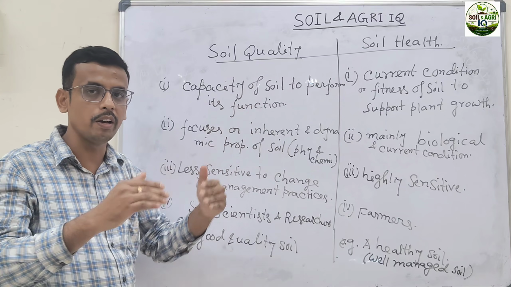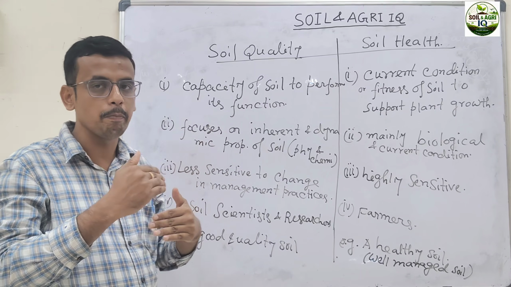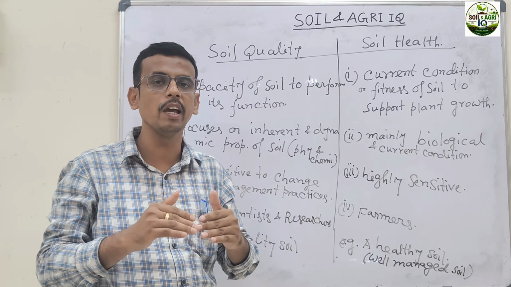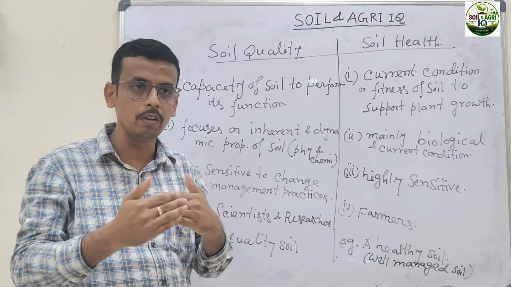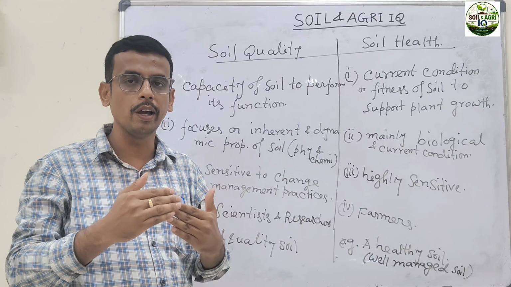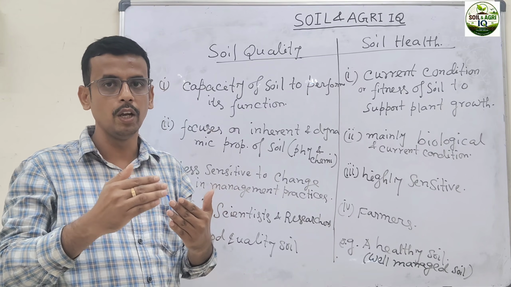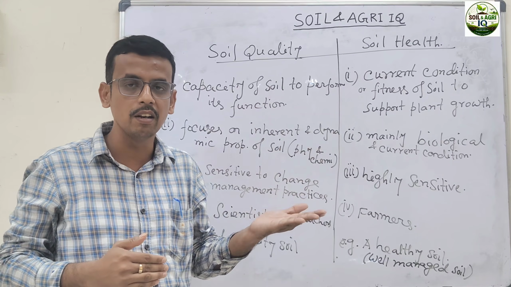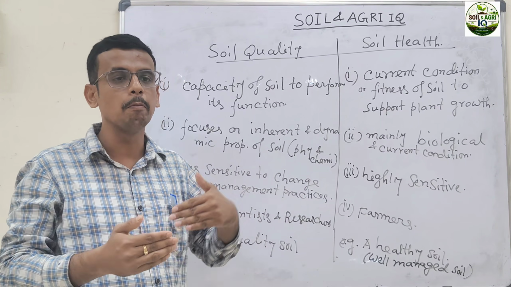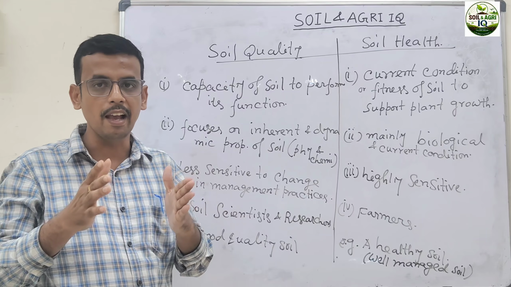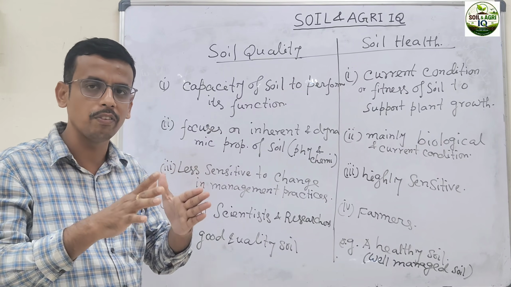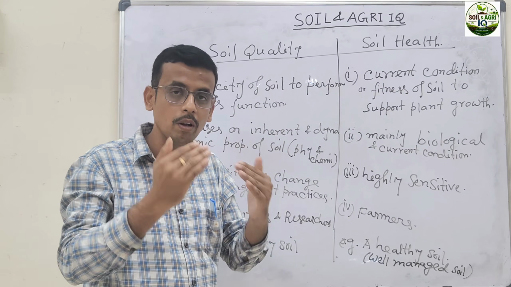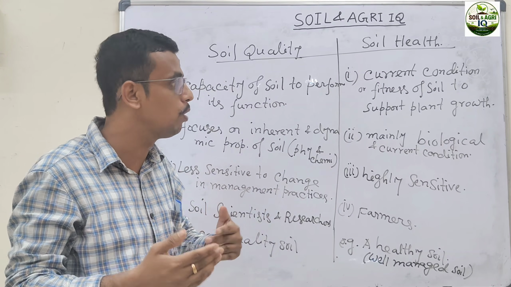Soil quality, as I already defined, is the capacity of a soil to perform its function. This definition was given by Karlen: soil quality is the capacity of a soil to perform certain kinds of functions. What are those functions? Like sustaining plant and animal health and biological activity, and maintaining air and water quality. All these functions I have described. So this is the capacity of the soil to perform a particular function within ecosystem boundaries.